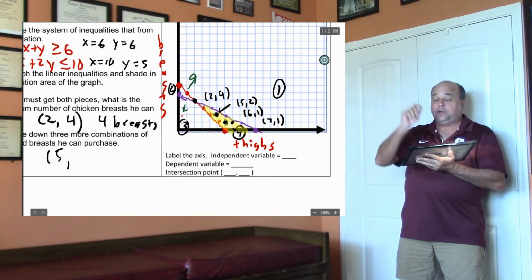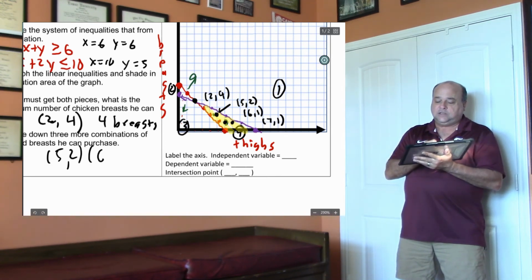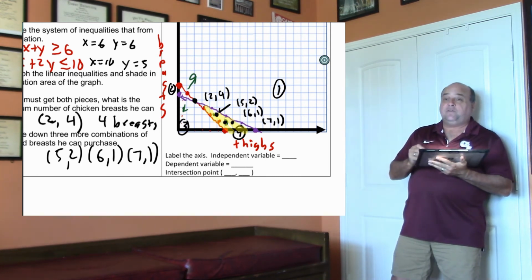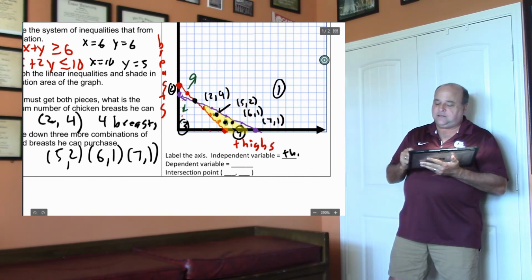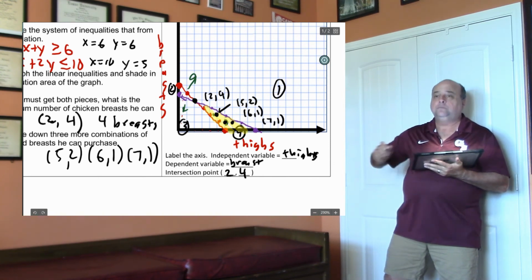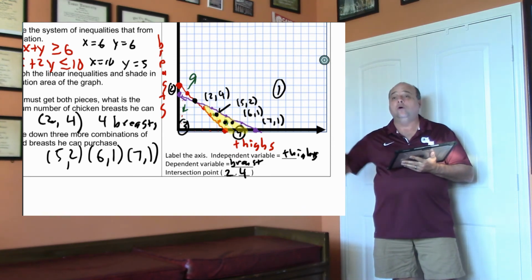Remember, you can also put dots on the line on this one, because all of the lines are solid, aren't they? Okay, label the independent variable. The independent variable is the x-axis label, that's the thighs. The dependent variable is the breast. And the intersection point was 2, 4, wouldn't it?